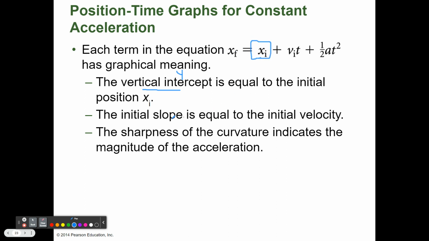So our vertical intercept, or our y-intercept, is just going to be the initial position of the object. The initial slope of that is going to be the initial velocity, because you know it's a parabola that starts off almost like a straight line and then begins to curve upward. So that initial slope is going to be our initial velocity. And then the sharpness of the curve, whether it's wide or steep or narrow, that sharpness is the magnitude of the acceleration that you have here.